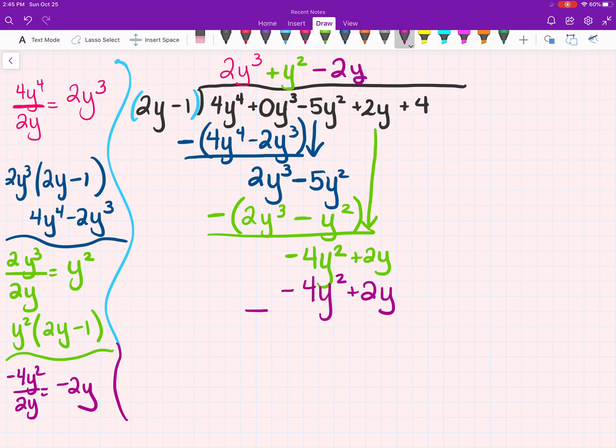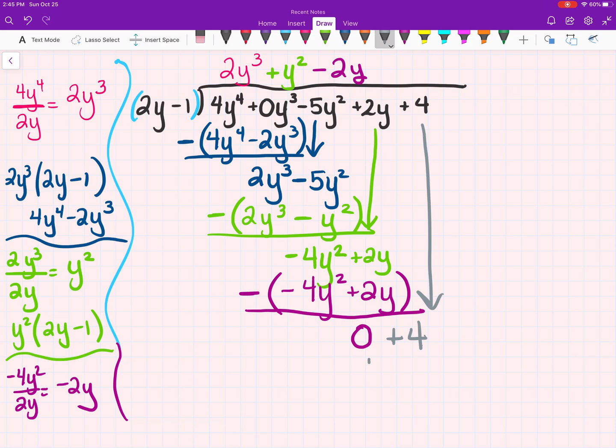Don't get too happy, we do have a remainder on this one. We're going to subtract away each thing. Negative 4y squared minus negative 4y squared goes away. Positive 2y minus positive 2y goes away. So we actually have 0 here, but we're not done the problem. We have to bring down the plus 4. Well, can 2y go into a plus 4? Nope, that's going to be our remainder.